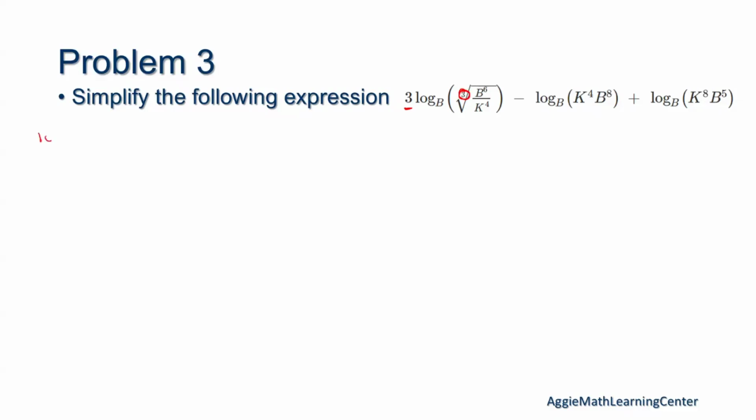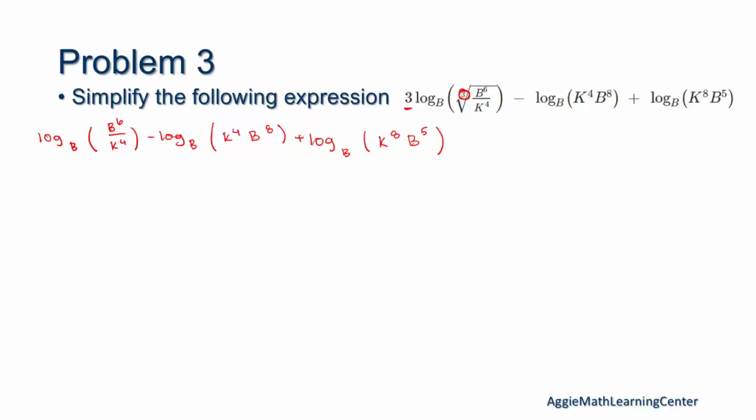So what we'll have is log base b of b to the 6th over k to the 4th, minus log base b of k to the 4th b to the 8th, plus log base b of k to the 8th b to the 5th. Okay. My personal preference is to combine logarithms with addition first. I make fewer mistakes that way.